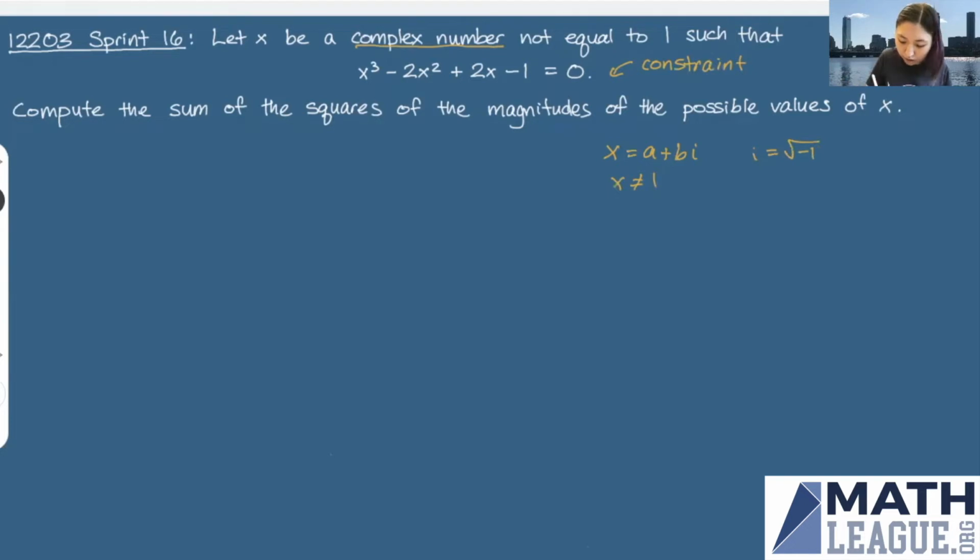So recall that the magnitude of a complex number x, denoted by this absolute value sign, is equal to the square root of a squared plus b squared. However, we want to find the square of the magnitude, so our magnitude squared is equal to a squared plus b squared without the square root. One thing to note is that the magnitude is always strictly non-negative, greater than or equal to 0.